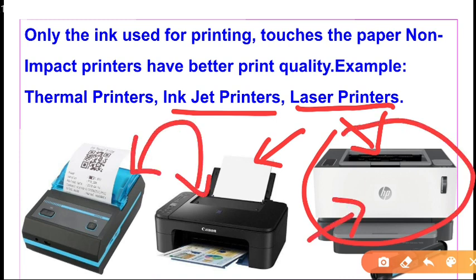You need to only know what a non-impact printer does. The non-impact printer does not allow contact between the printing head and the paper. Only the ink that is used for printing touches the paper. And there are three types of non-impact printers: thermal printers, inkjet, and laser printers. This is what you need to know.